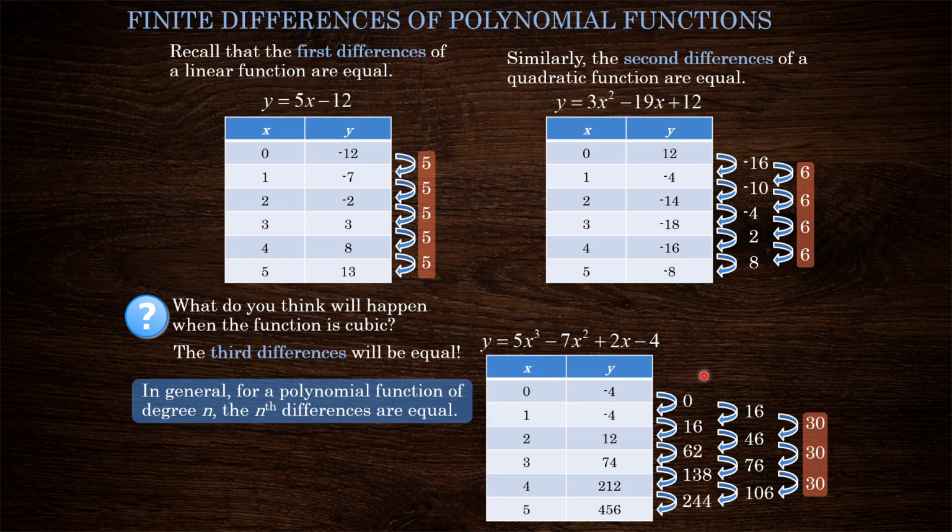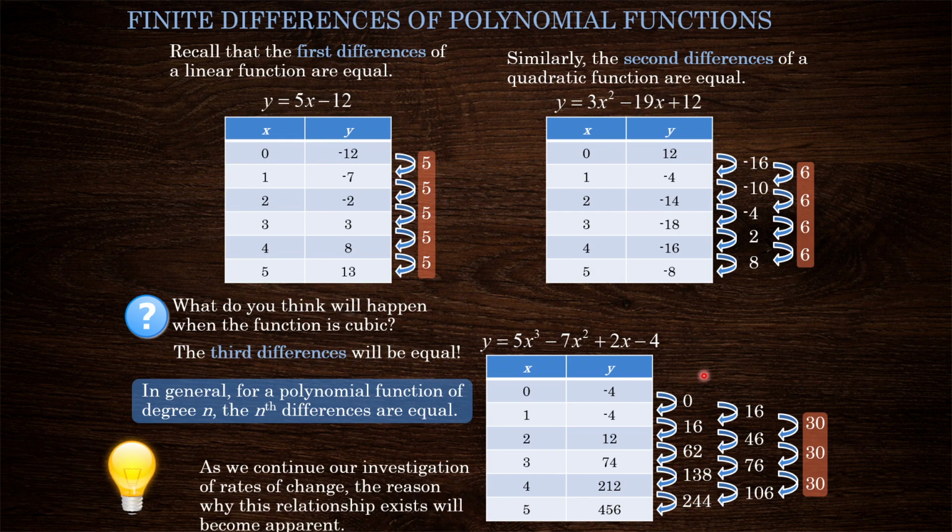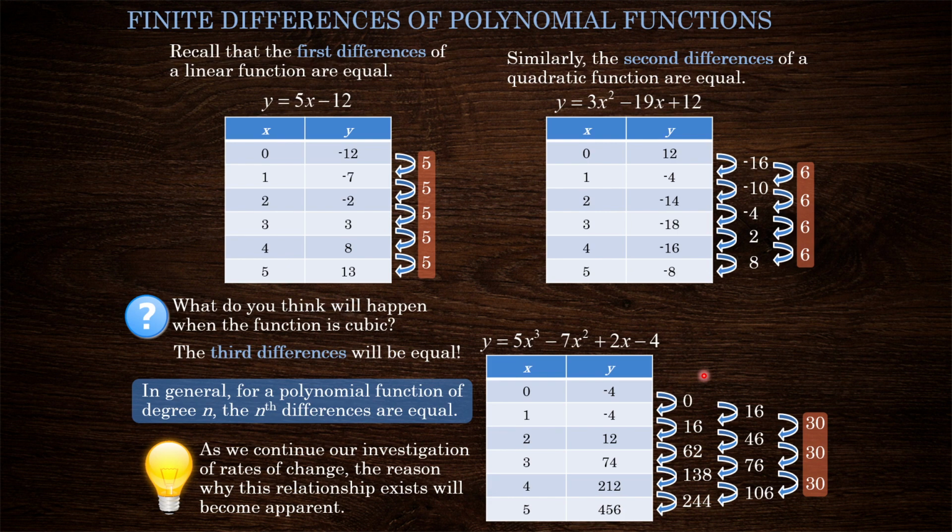So for example, for a degree 4 polynomial function, that is a quartic function, the fourth differences will be equal. For a quintic function, the fifth differences will be equal. And we can also talk about these things in terms of rate of change. So for example, for a quartic function, its rate of change will be cubic. It can be modeled with a cubic function. For a quintic function, the rate of change will be quartic. And as we move on in our investigation of rates of change, the reason behind this relationship will become apparent. We're going to look quite closely at it in future lessons.